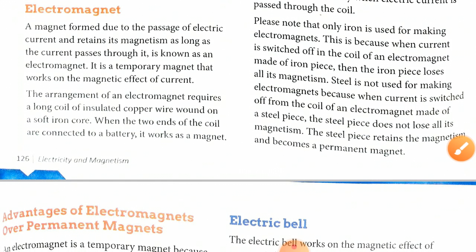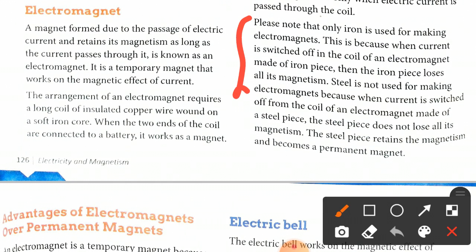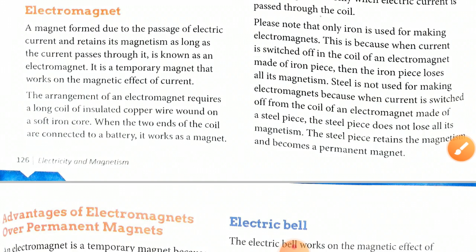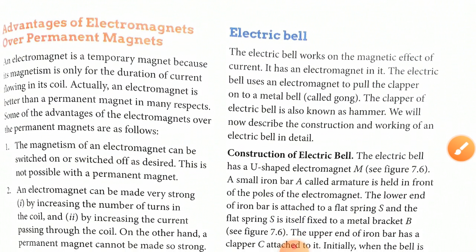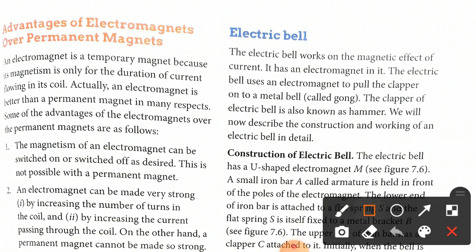Fine. So please note that this is the thing I already told you, why we use iron as a material for making an electromagnet. So I am skipping this. Now we will come to the advantage of an electromagnet over a permanent magnet. This is an important one.